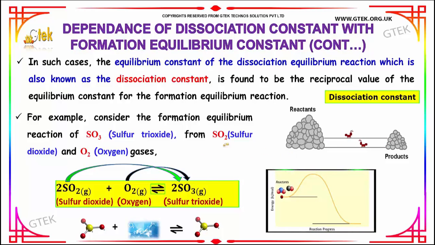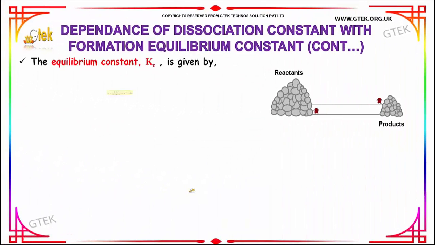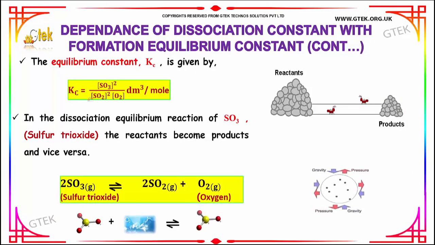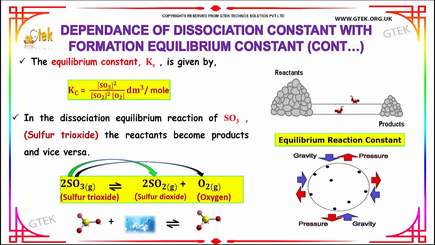For example, consider the formation equilibrium reaction of sulfur trioxide from sulfur dioxide and oxygen gases. The equilibrium constant Kc is given by Kc is equal to [SO3]² divided by [SO2]² into [O2], in dm³ per mole. In the dissociation equilibrium reaction of sulfur trioxide, the reactants become the products and vice versa.